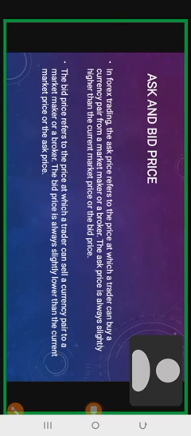It's very simple. So the ask price refers to the price at which a trader can buy a currency pair from a market maker or a broker. Then the bid price refers to the price at which a trader can sell a currency pair to a market maker or a broker. All right. So now we are going to look into that.